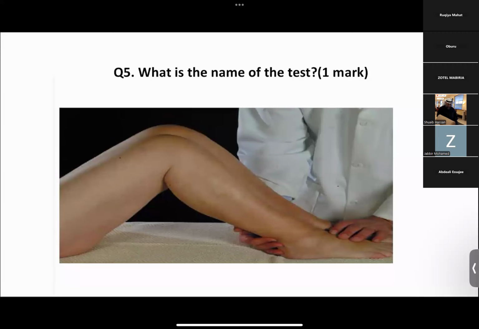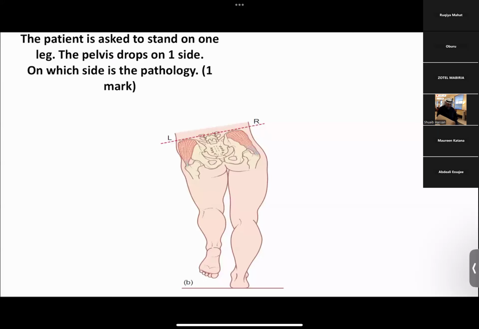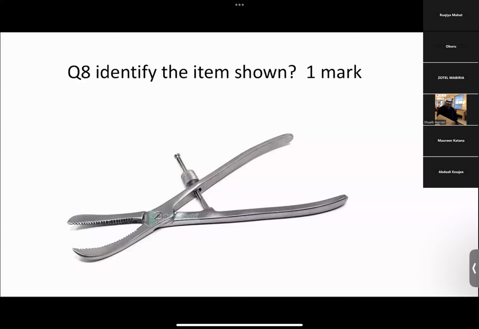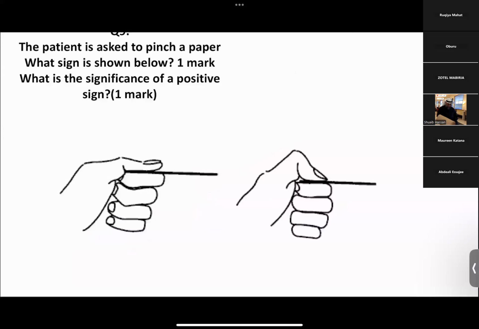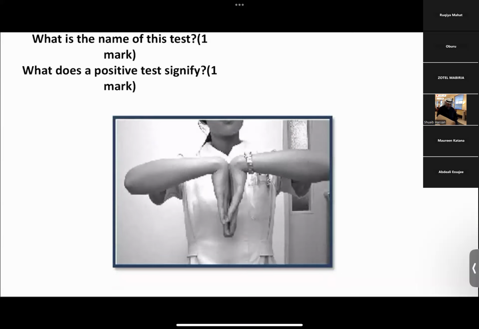What's the name of this test? Galeazzi. A Galeazzi is to determine the limb length. And this one, this is Trendelenburg, okay? You want to see whether the patient's Trendelenburg is positive or not. This is a bone forceps. What test is this?